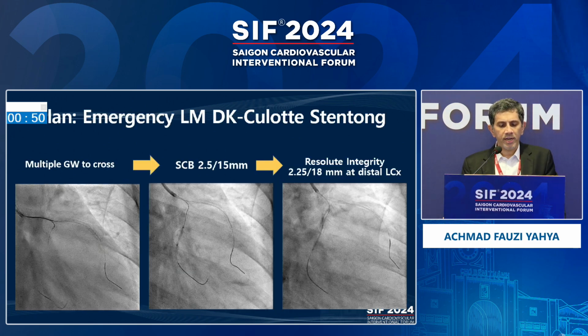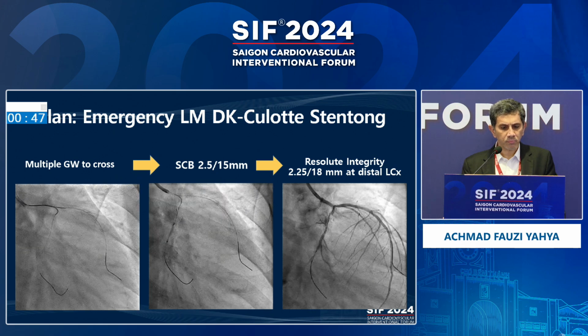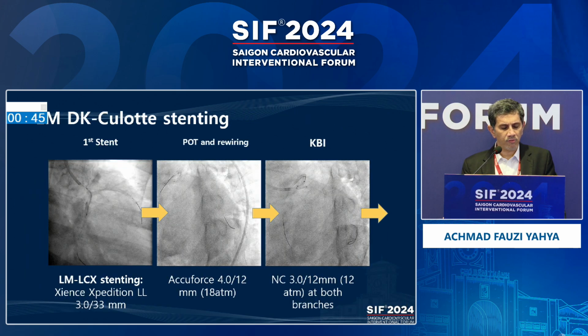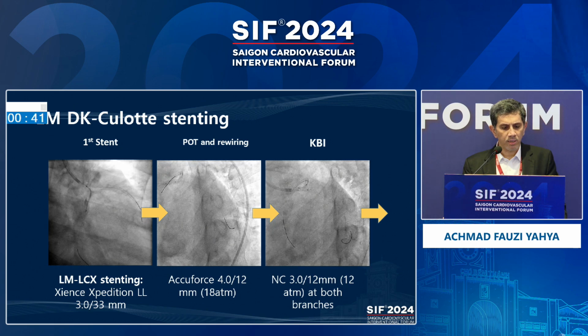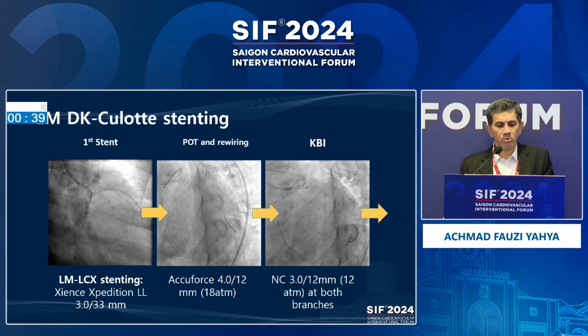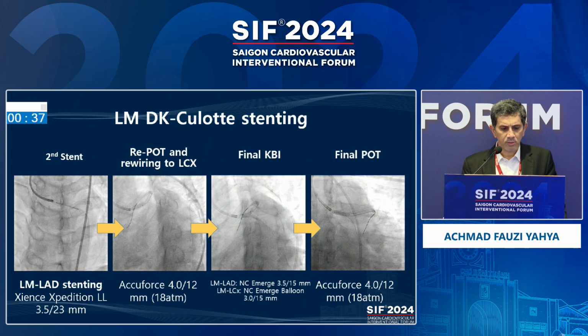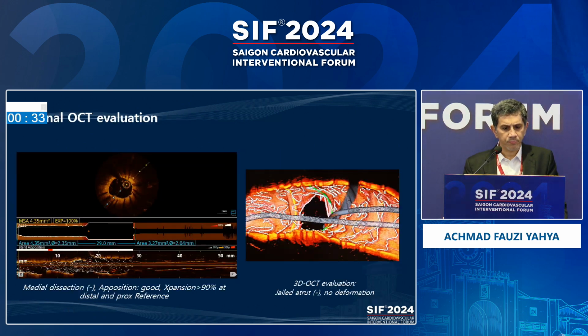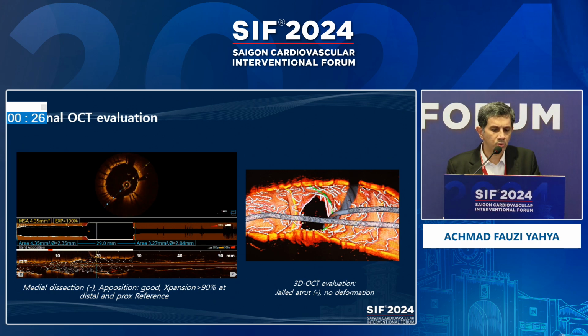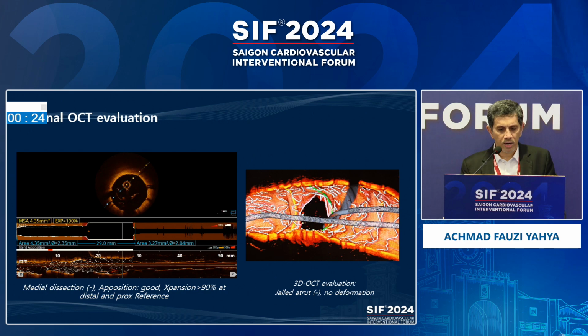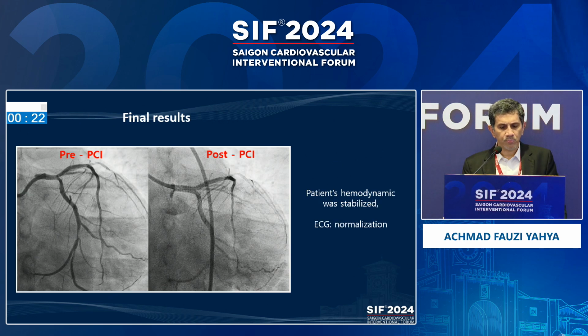And then we ended up with the left main DK culotte stenting. This is the result of the DK culotte with 3D OCT evaluation, no jailed strut in the circumflex artery. And the patient's hemodynamics stabilized, with ECG normalization.